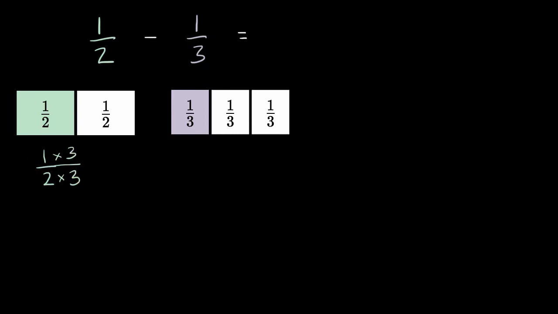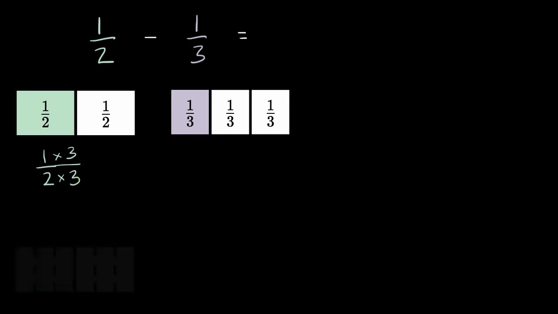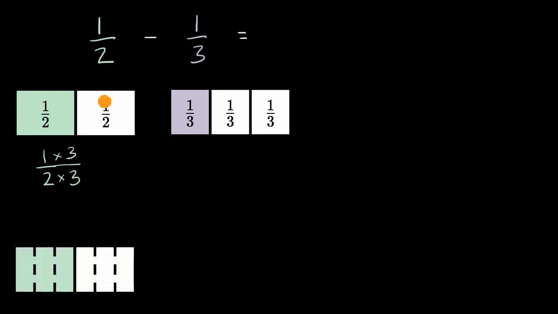And you can visualize what that looks like. If you take each of these two equal sections and turn them into 3 equal sections, then you're going to have a total of 6 equal sections, or sixths, 2 times 3 in the denominator. And the part that was shaded in green, which was just one of those sections, is now 3 times as many sections. So your 1/2 is now equal to 3 over 6.